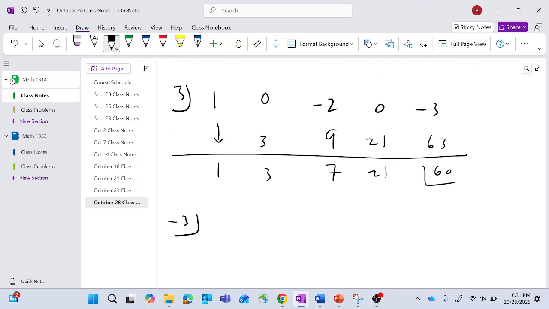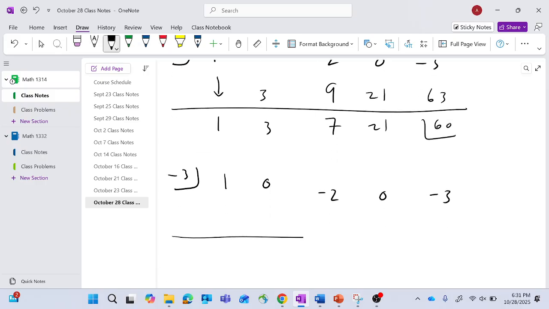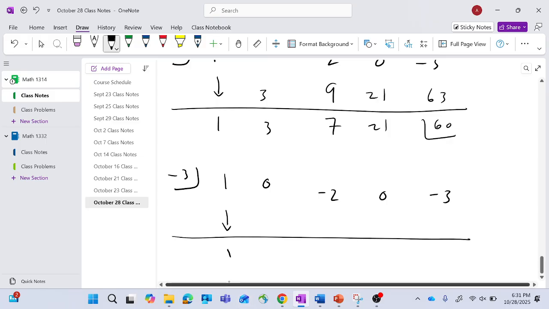And we have 1, 0, -2, 0, -3. Bring down the 1. -3 times 1 is -3. That's -3. -3 times -3 is 9. That gives you 7, -21. And this also is not getting us anywhere. So none of them work.